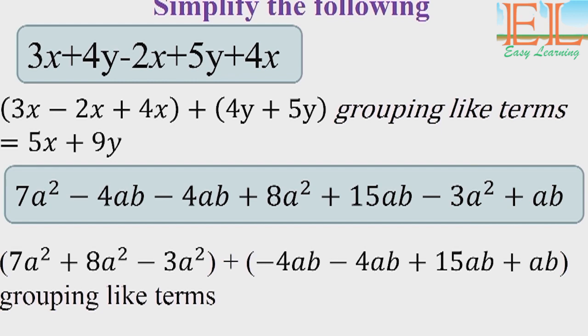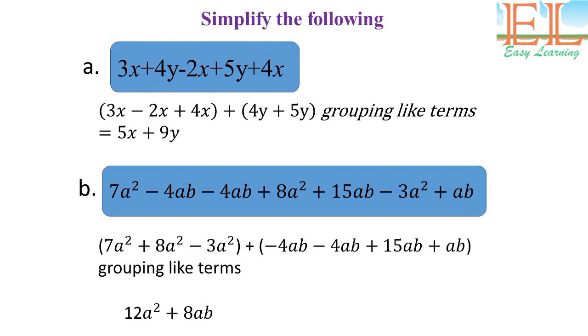Negative 4ab, the next negative 4ab, 15ab, and ab are also like terms. So we group them. Now simplify each bracket. We have 12a squared plus 8ab.